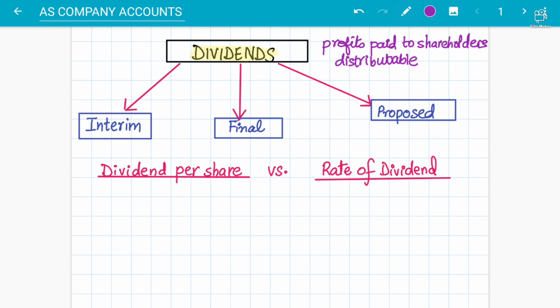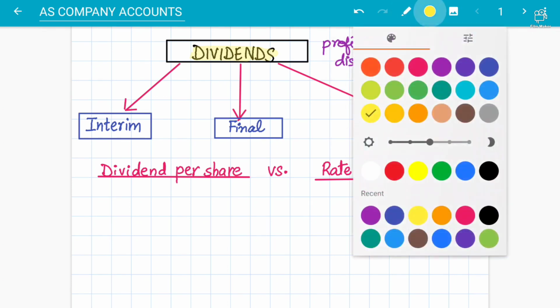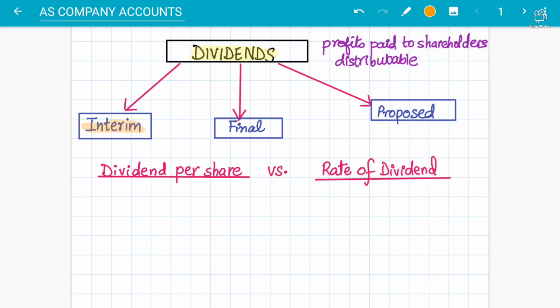One of them is the interim dividend. Interim dividend means the dividend that is paid during the year. And final dividends are paid at the end of the financial year; that is called the final dividend.